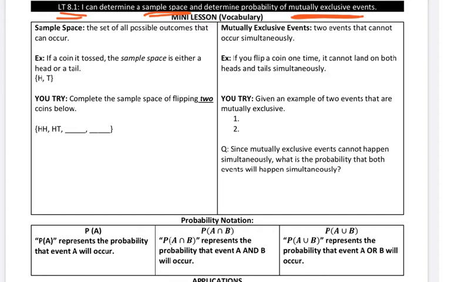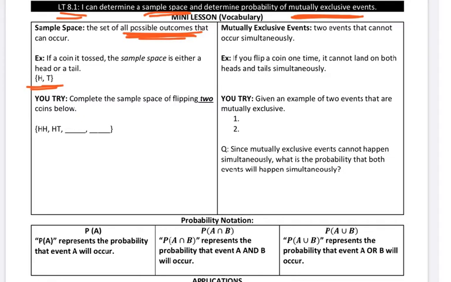A sample space is the set of all possible outcomes. So we have to think, what's every possibility that could occur? For example, if I'm tossing a coin, the sample space is either a heads or a tail, because you can only get either a heads or a tail. There are two sides to a coin.